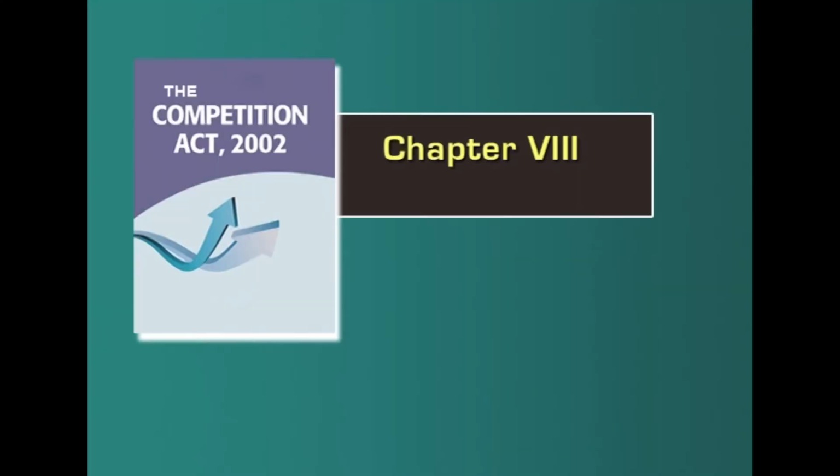Hello students, during this session I am going to deal with 3 chapters, that's chapter 8, chapter 8a and chapter 9. Chapter 8 deals with accounts and audit, chapter 8a deals with competition appellate tribunal and chapter 9 deals with miscellaneous provisions of the act. We will start off with chapter 8 which talks about accounts and audit.